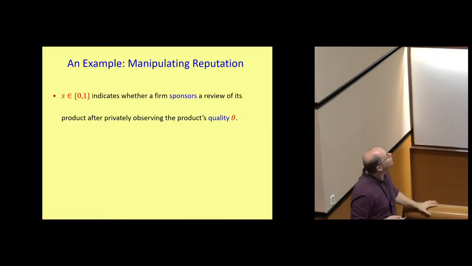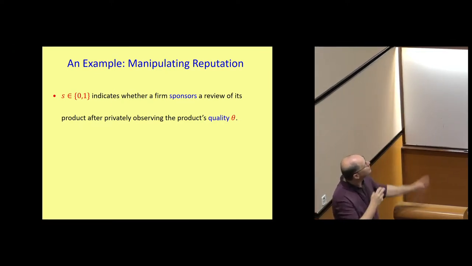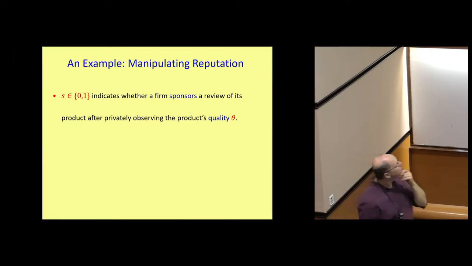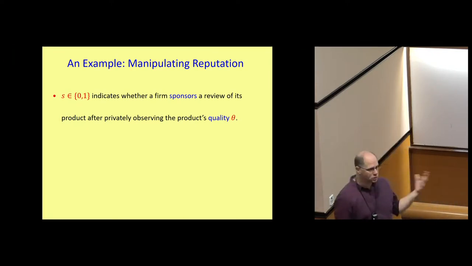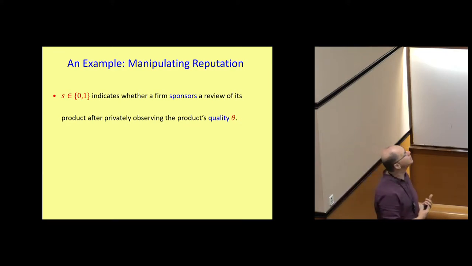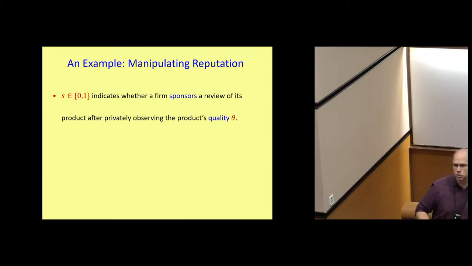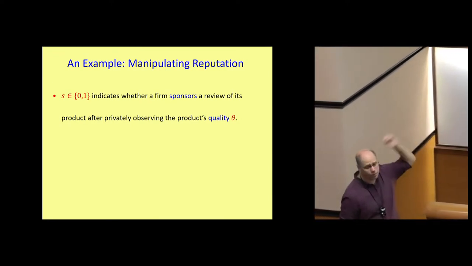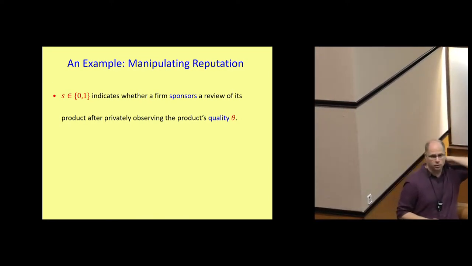But. Okay, so let's start with an example to put things in context. Rating systems were a common theme, so here's a story in this spirit. Suppose that there is a firm that produces some product. The product has exogenous quality theta. The firm observes the quality of its product, and then it decides whether to sponsor a review, to pay for a review. Let's denote by S the decision whether to sponsor the review. S equals 1 means that you sponsor a review.